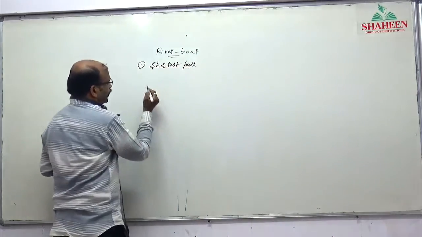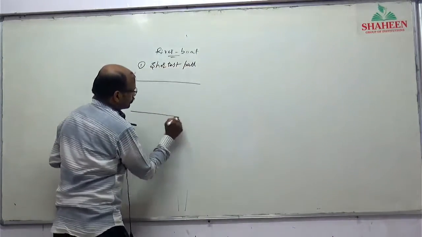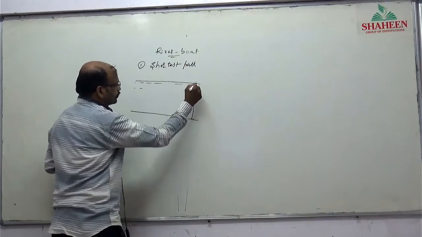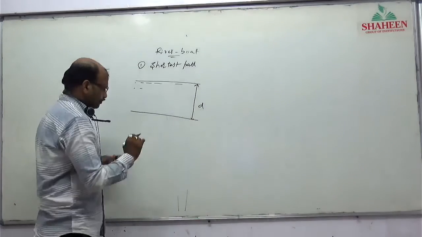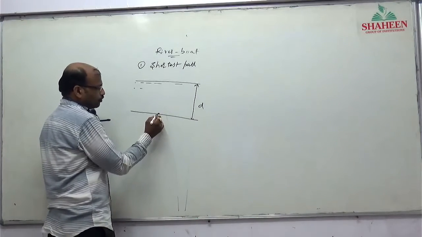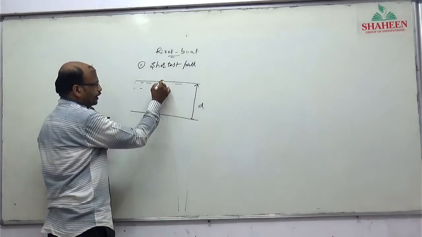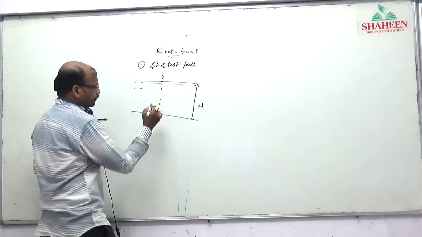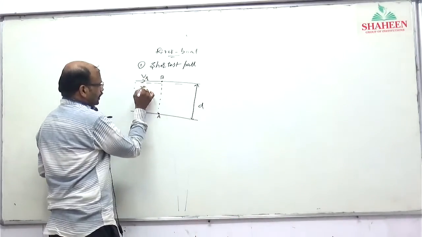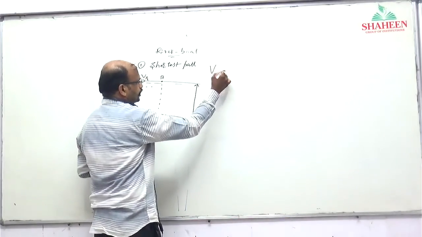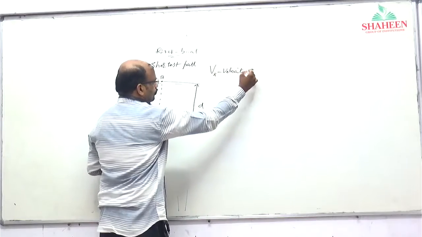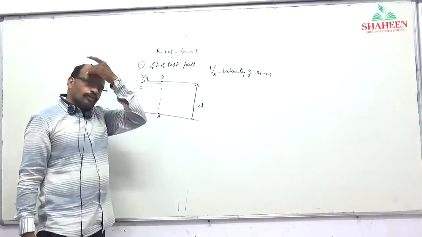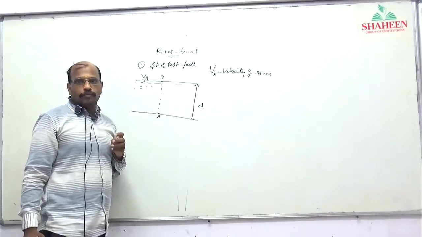Shortest path. I have taken the river flowing in this direction, having some width d. The width of the river is given as d. So the boatman wants to reach from point A to point B, the exactly opposite point. The river is flowing in this direction. VR is the velocity of the river, the velocity of water. The boatman wants to reach from point A to point B, exactly opposite.